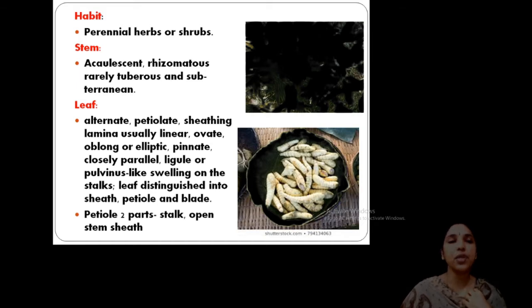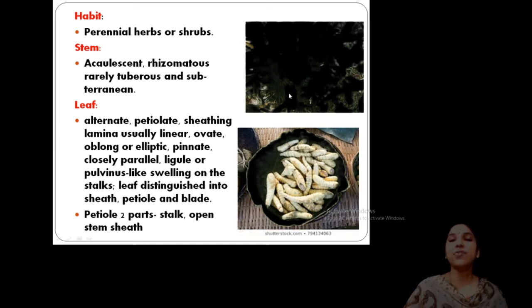Now, the habit is that they are perennial herbs. See this plant, it is very common in our area; in Malayalam we know it as kuva. This is a perennial herb or a shrub having a rhizomatous underground structure, and this is the edible portion that we usually use for cooking, cooked and used as an important dish. The stem is acaulescent and rhizomatous, rarely tuberous and subterranean.